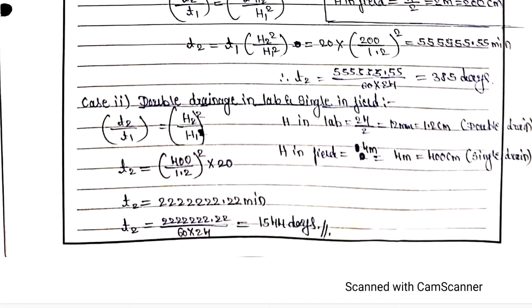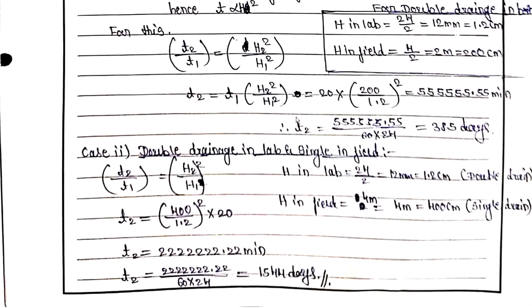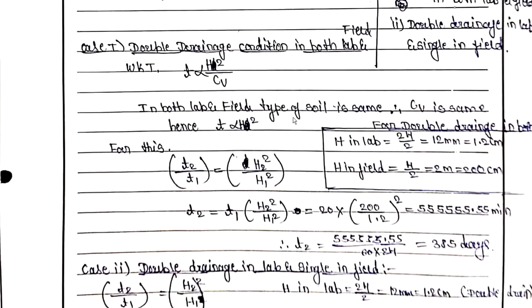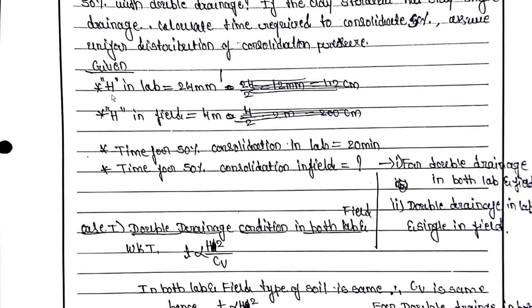So just try to understand the importance of drainage condition. I'll just briefly repeat this problem. What they have given is the thickness of a soil layer in the laboratory, and even the thickness of soil in the field. In the laboratory they have conducted the test and they say that for 50% consolidation it takes 20 minutes. But in the field, they are asking what is the time taken for 50% consolidation.